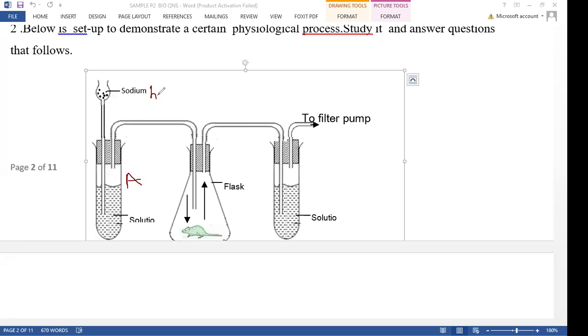Is it correct to use a negative observation? Like now, is it correct for one to say there is no formation of a white precipitate? I think that is what it means by a negative statement. That is the expected observation. So if you indicate that it will not be formed, it will be okay.